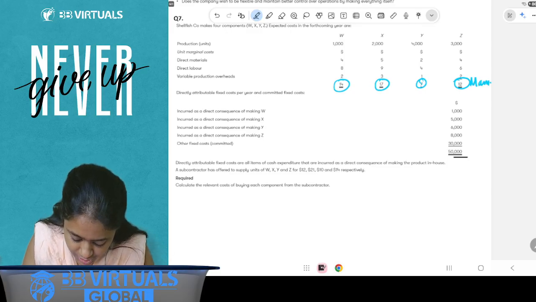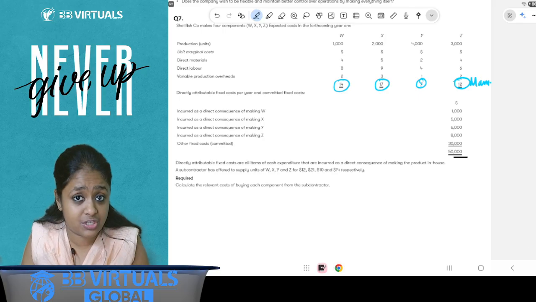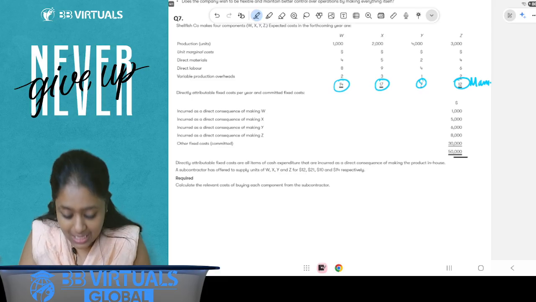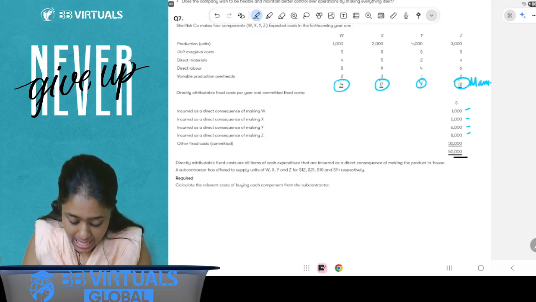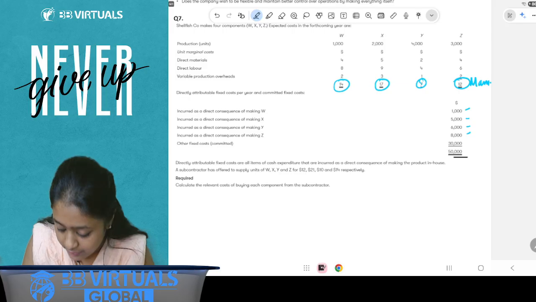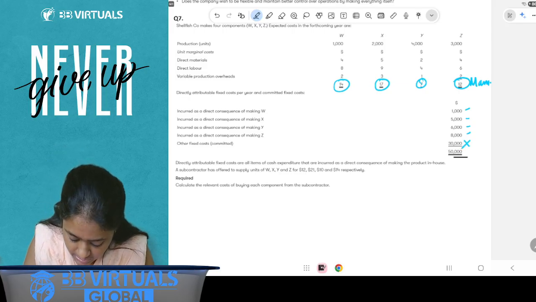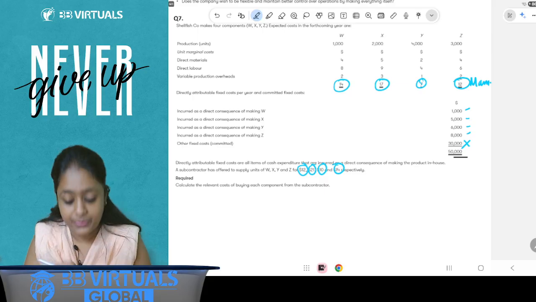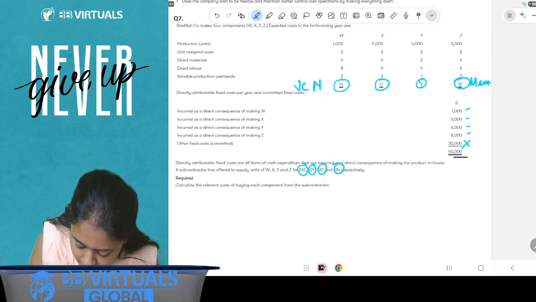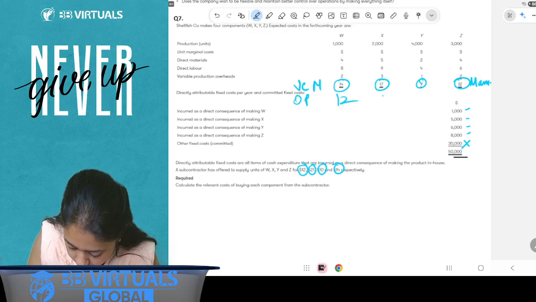And the question says there are directly attributable fixed costs, which means if you don't manufacture them in-house, you're saving that. So directly attributable fixed costs of W, X, Y, and Z are given, and committed costs are also given. Boss, this is not relevant. You know why. Now, the subcontractors offered 12, 21, 10 and 14. So this is the manufacturing variable cost and this is the outsourced price.